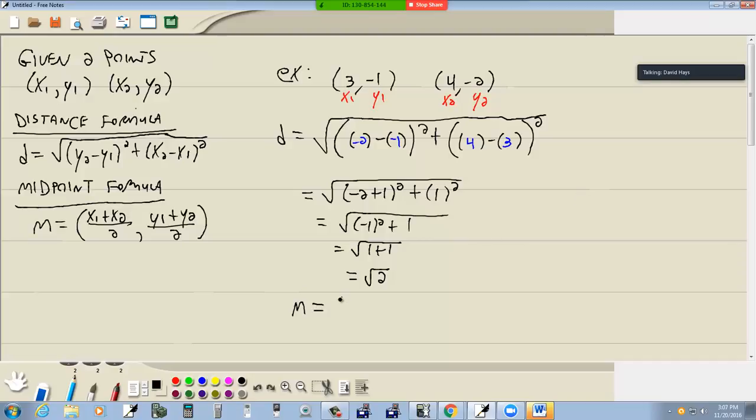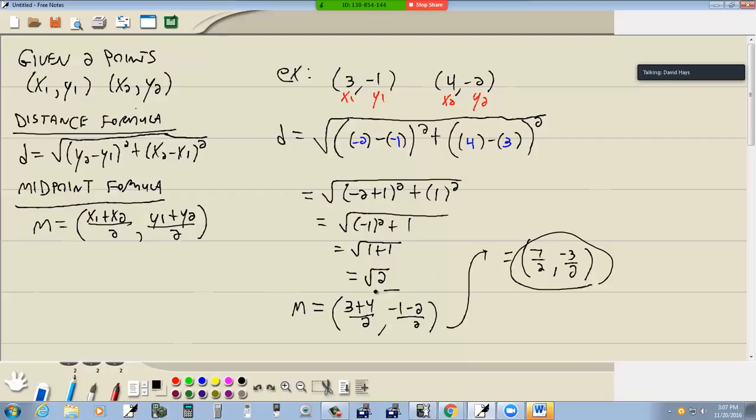Now our midpoint. Midpoint, typically you don't need to put any extra parentheses in there. It's a lot easier formula. You add together your x parts. So we got 3 plus 4, then you divide by 2. And you add together your y parts. Negative 1, negative 2, divide by 2. 3 plus 4 is 7, so we got 7 halves, and negative 1, negative 2 is negative 3. So we got negative 3 halves. So that'd be our midpoint. And this is our distance.